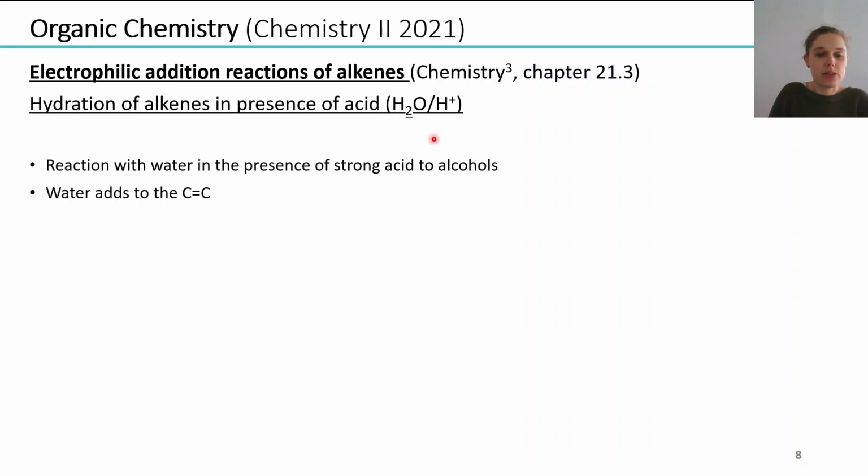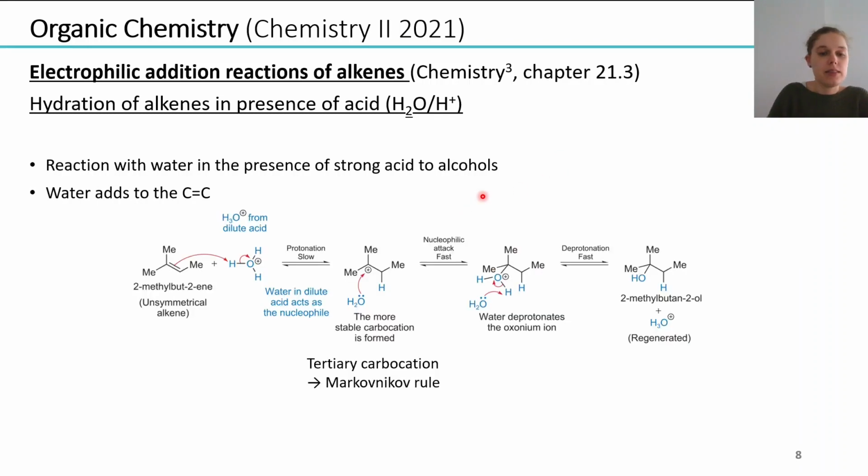So we write a water molecule and a proton to clarify that we have diluted acid. And then you can see that we have a protonation of the carbon double bond in order to form a carbocation. And this is here the first step. So we start with our alkene, and then we have this hydronium ion from the diluted acid in the solution. And here we will see the protonation of the carbon-carbon double bond, and we end up with a stable carbocation.